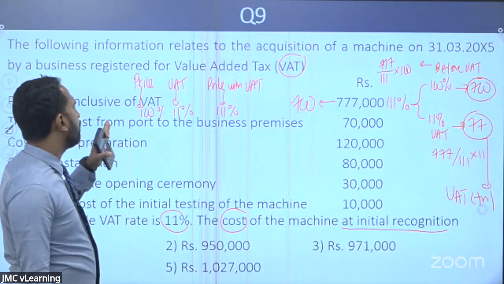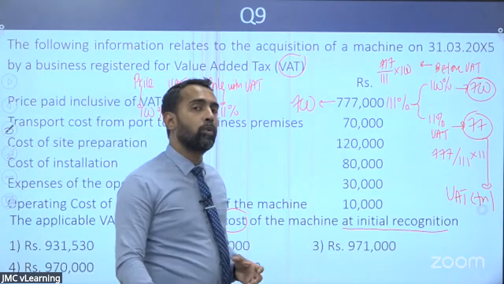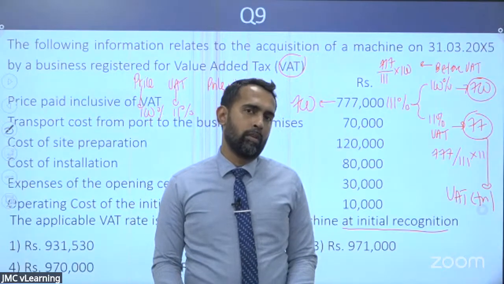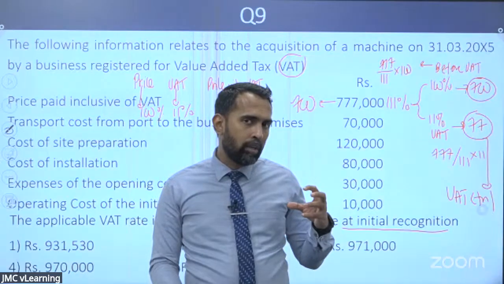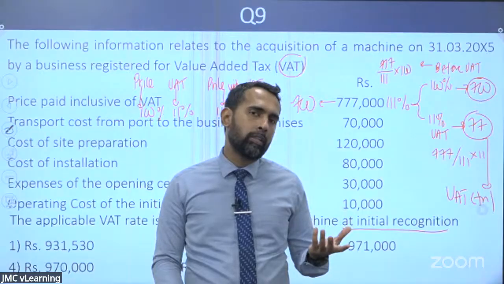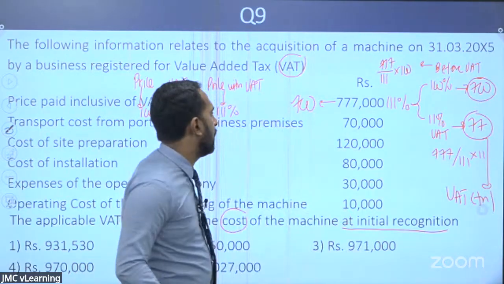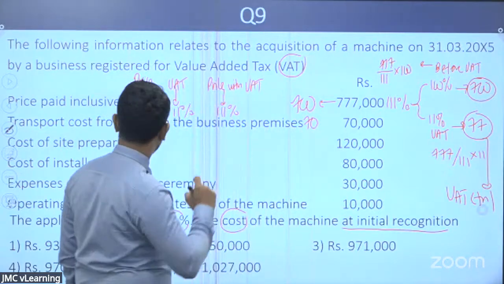Transport cost from the port to the business premises, you have to incur now. When you are importing a machine, without transporting it to your premises, you can't use it. For you to use it, you have to transport it. So that is a must. So the 70 is also part of my cost.